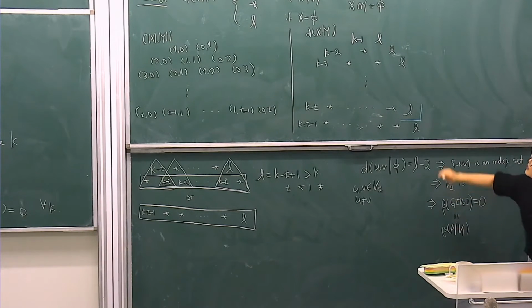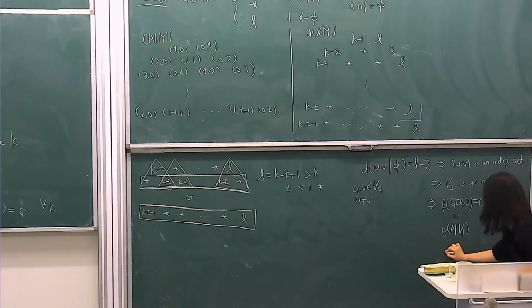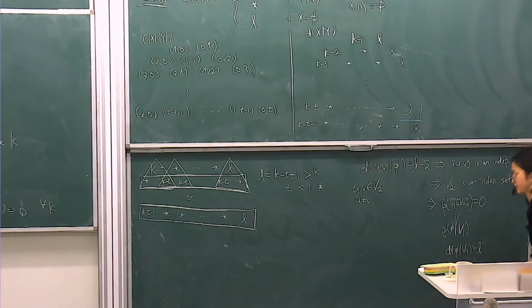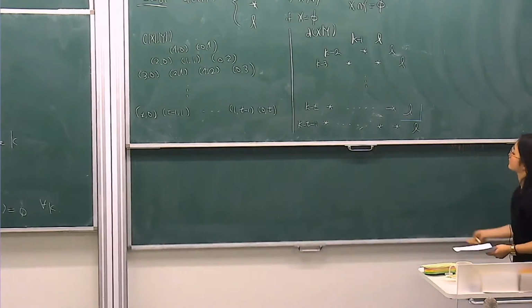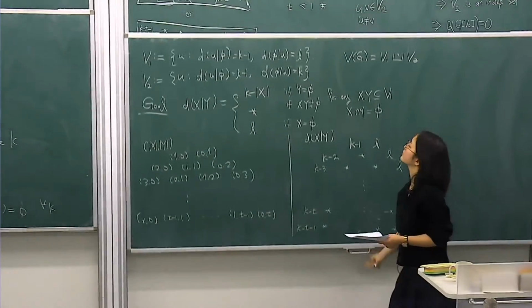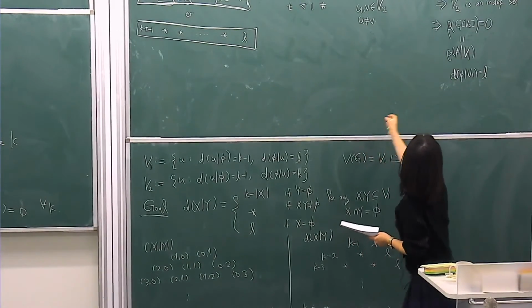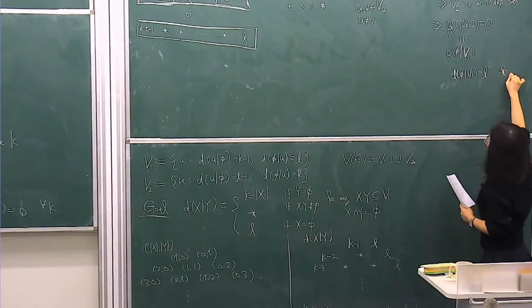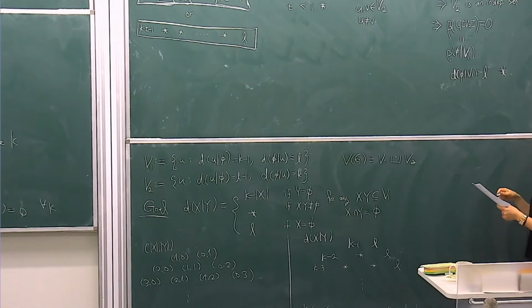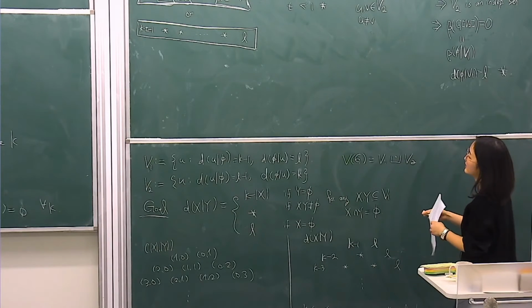and by the formula, it cannot be equal to 0. So yes, we know that this one is equal to L. So contradiction. Okay, so that's the end of the proof.